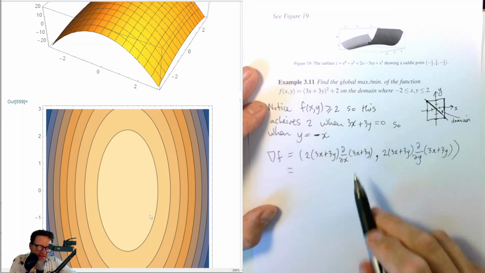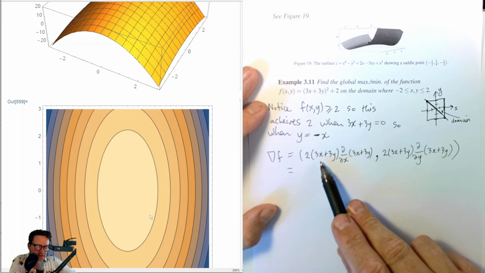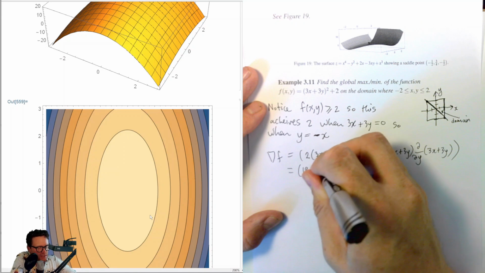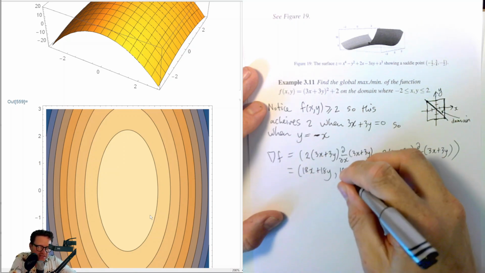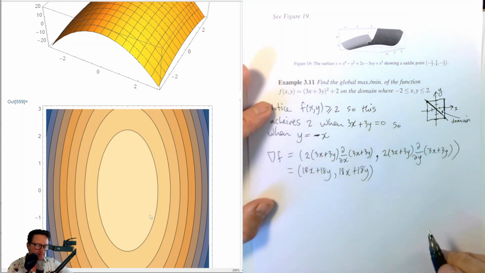Now differentiating that, we've got just a 3 for this, so 3 times 2 is 6, and then times another 3, 6 times 3 is 18. So we've got 18x plus 18y, and then similarly here, also 18x plus 18y. All right, so there's our gradient vector.